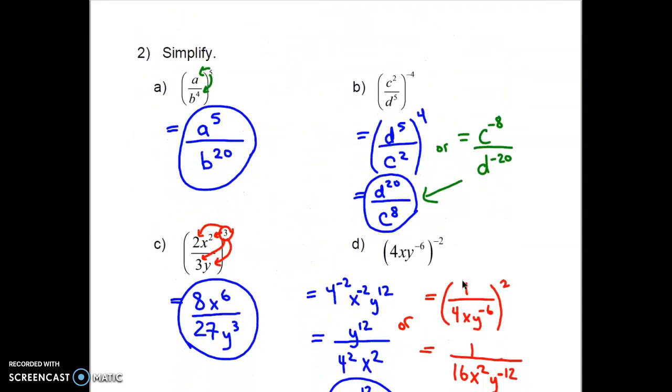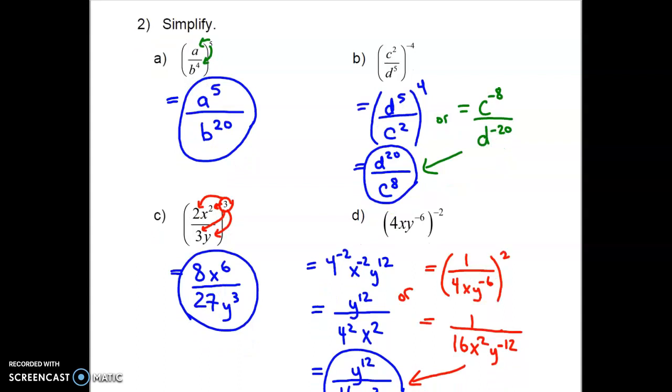Okay? All right, so here we're going to simplify. I'm going to go through a few of these. With this 5 on the outside, the power has to go to the A and the B. So it becomes A to the power of 5 and B to the power of 20 because you're multiplying the 4 by the 5.